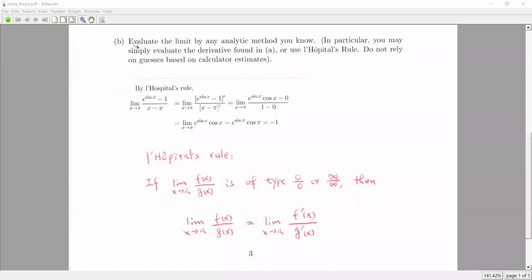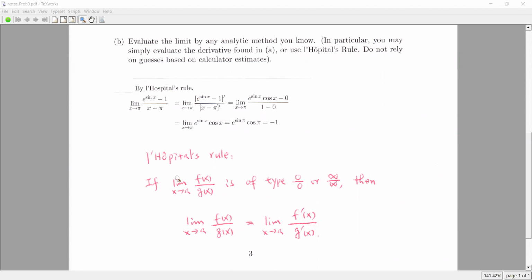Part B. Evaluate the limit by any analytic method you know. In particular, you may simply evaluate the derivative found in part A or use L'Hopital's rule. Don't rely on guesses based on calculator estimates. I evaluate the limit by L'Hopital's rule. Take a review of L'Hopital's rule.